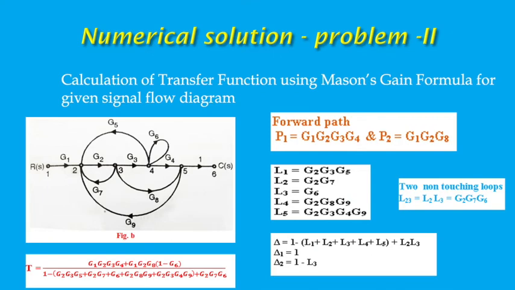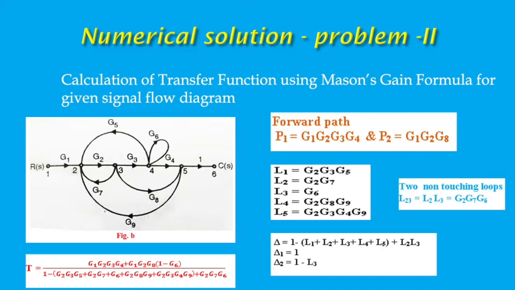Numerical solution problem 2. Calculate the transfer function using Mason's gain formula for the given signal flow graph. Here, first find the forward paths. So 1, 2, 3, 4, 5, 6. This is the first forward path. So the gain of this forward path is G1, G2, G3, G4. The next forward path is 1, 2, 3, 5, 6. Then P2 is G1, G2, G8.